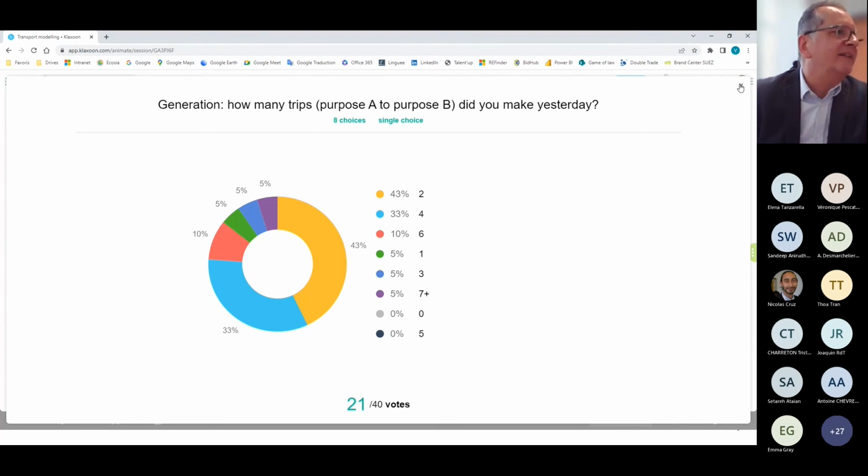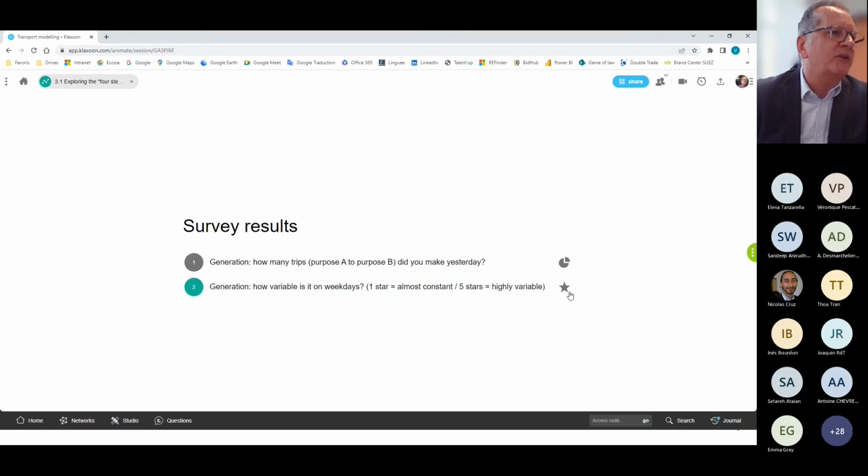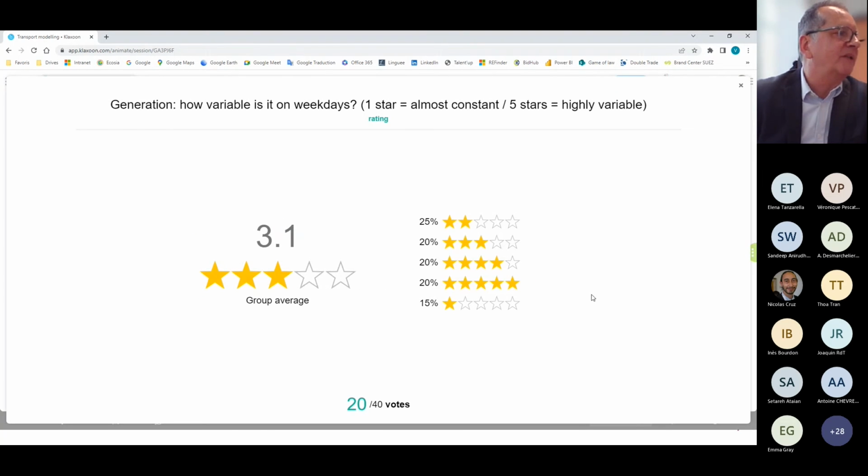Okay, interesting. And then how variable is it on weekdays? Okay, the average is 3, with 20% of people saying that it is highly variable, 40% very variable, and only 15% thinking that it is very stable. So it's another way to see that we are confronted with a moving reality. Okay, fine.